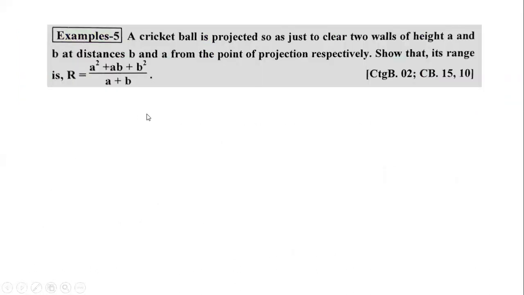Now we discuss another problem, which is example 5. A cricket ball is projected so as just to clear two walls of height a and b at distances b and a from the point of projection respectively, so that its range is R equal to (a² + ab + b²) by (a + b).